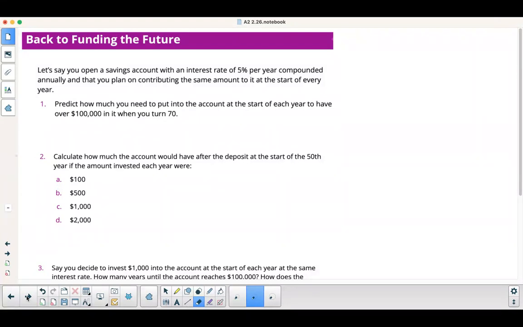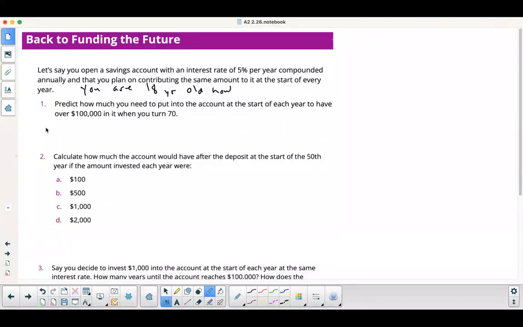I guess part of the problem is they don't give you a starting age. So I guess we'll just use a random age of a high school kid. We'll just say 18 years old. Okay, so that's a little bit of a problem here. So let's just say you are 18 years old now. Okay, so predict how much you need to put in the account at the start of each year to have over 100,000 when you turn 70. So let's start figuring out some things here.